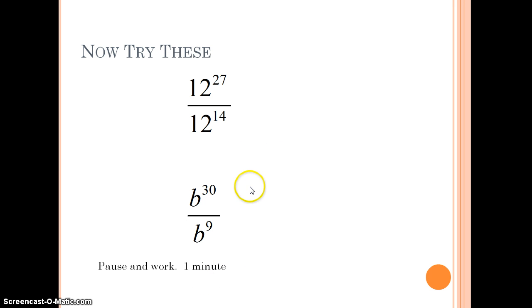Now, pause the video, try these. Do not use the string out method. Don't expand it unless you just have to. Try to use subtraction. Pause the video. I'll be back with you in a moment.